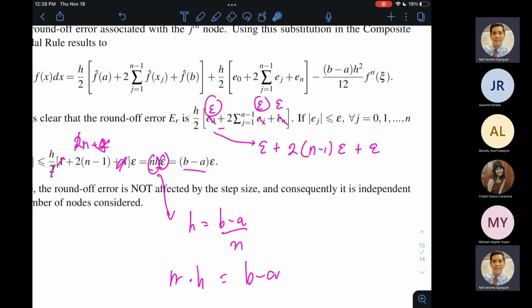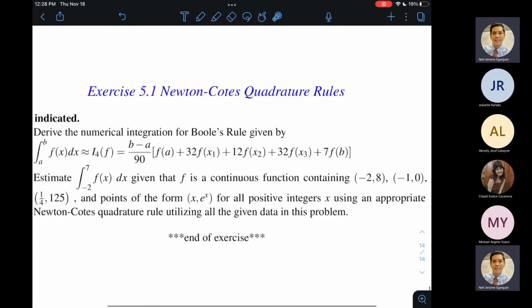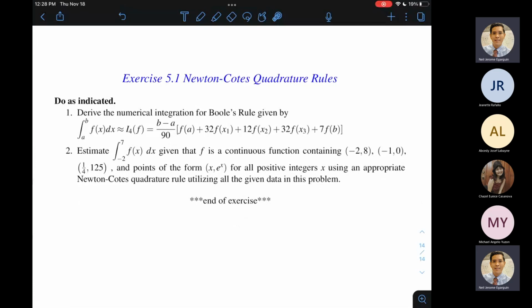So with that, you are equipped to answer lab exercise 5.1. This is worth 25 points because it is only half of exer 5. Let's see what it asks. Who wrote this? Never mind, I won't reveal it, you might bash whichever lab instructor wrote it. But here, you were asked to derive Boole's rule, which I basically gave in the module. So just write down the derivation for it. And then you will need to apply Boole's rule to approximate this integral.